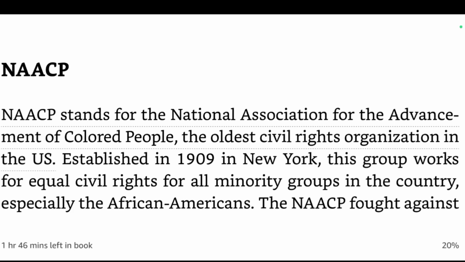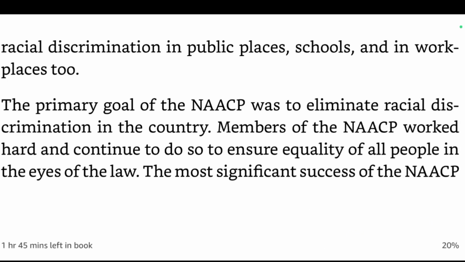especially the African Americans. The NAACP fought against racial discrimination in public places, schools, and in workplaces too. The primary goal of the NAACP was to eliminate racial discrimination in the country. Members of the NAACP worked hard to continue to do so to ensure equality of all people in the eyes of the law.